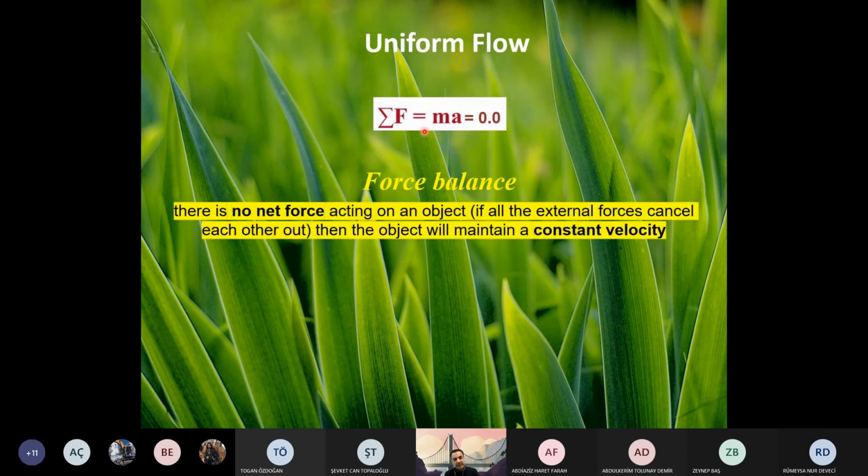So here we can say that there is no net force or force balance acting on an object if all the external forces cancel each other out, then the object will maintain a constant velocity. Is this sentence familiar to you? Have you ever seen this sentence anywhere? You don't remember? This is the first law of Newton. Newton's first law, and you should know it from your high school knowledge.